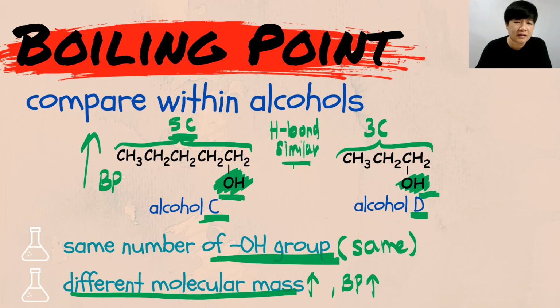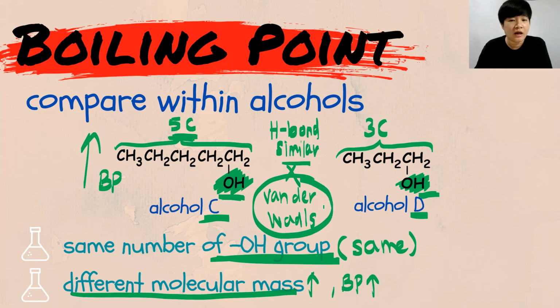So, when you cannot discuss hydrogen bonding, what else do we discuss? Van der Waals forces. Alright? Van der Waals forces is the one that we are going to look into. And we know that Van der Waals forces are stronger when the molar mass is higher. So, the higher the molar mass, the stronger the Van der Waals forces. The stronger the Van der Waals forces, the more energy is needed in alcohol C to break them, and straight away, the boiling point is higher.